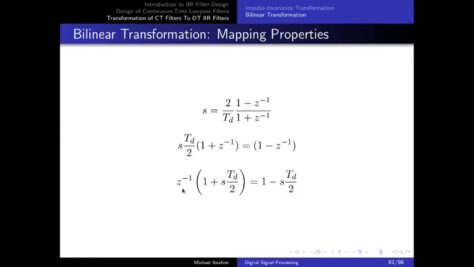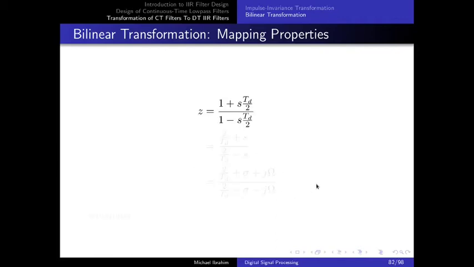So we will be having (z - 1)(1 + sT_d/2) = 1 - sT_d/2. And now we can write z as follows: z = (1 + sT_d/2) / (1 - sT_d/2). Or we can multiply by 2/T_d in the numerator and the denominator, and we will get this form.